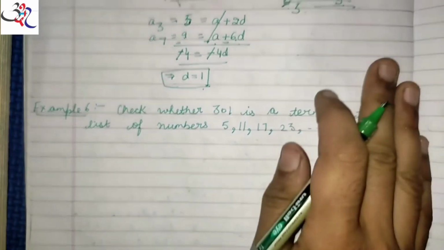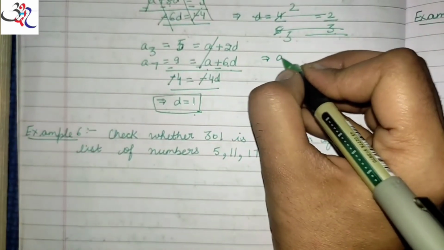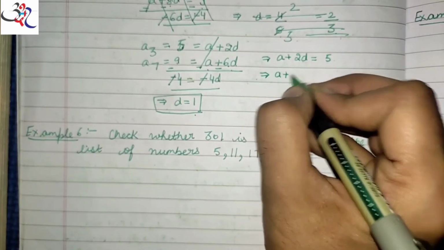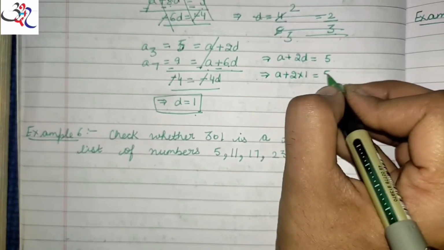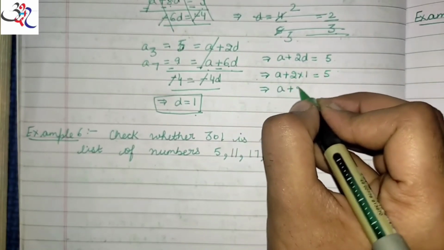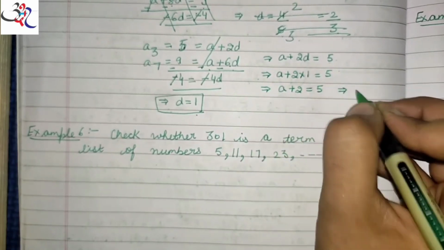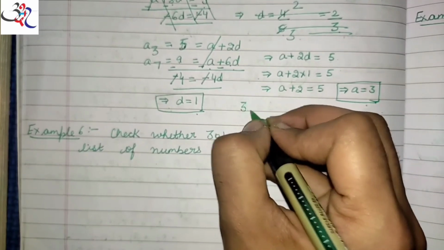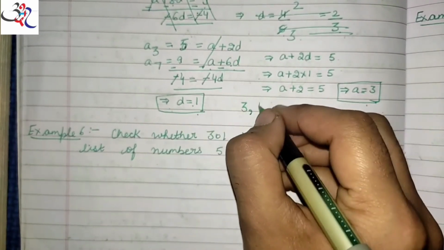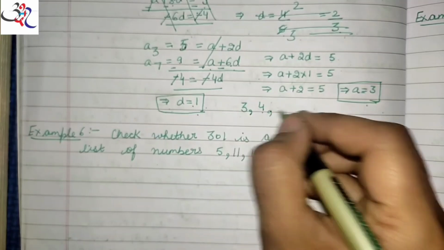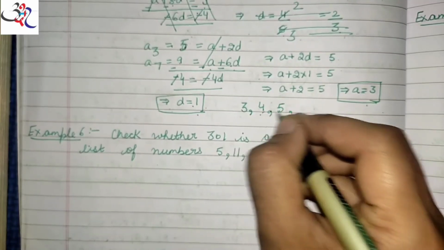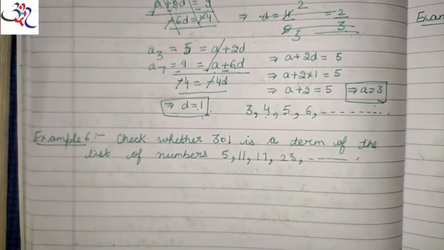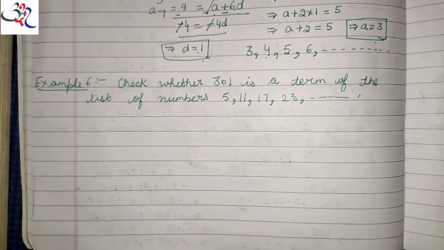So if my d is equal to 1, if I put the value in any equation, I can find out the value of a. So a plus 2 into d is what? d is 1, so a plus 2 is equal to 5. So my a will be equal to 3. That means the first term of the AP will be 3. The next term will be what? The next term will be 3 plus 1, which is 4. The next term will be 4 plus 1, which is 5. 5 plus 1 is equal to 6, and so on.